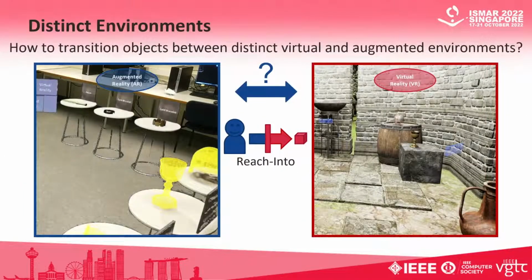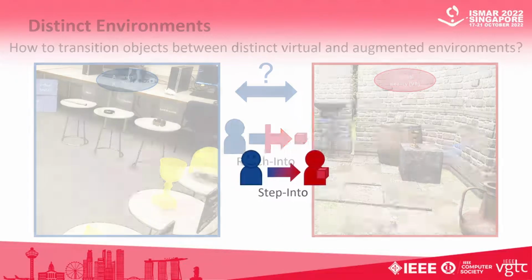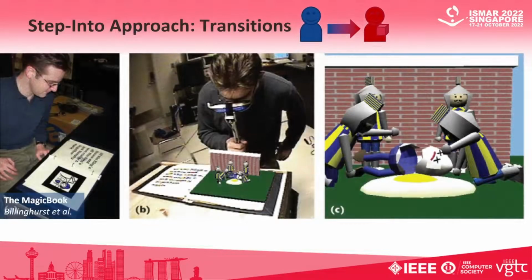And then another approach is to not allow them to access it from one environment, but to transition them completely to the other environment. So that would be a step into approach, where the user moves completely from the augmented to the virtual environment. And the Magic Book is an example of this, because the user can transition between an AR view of the scene to a VR view of the scene.